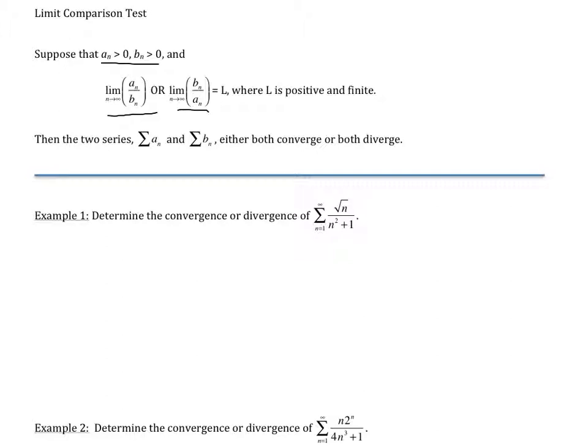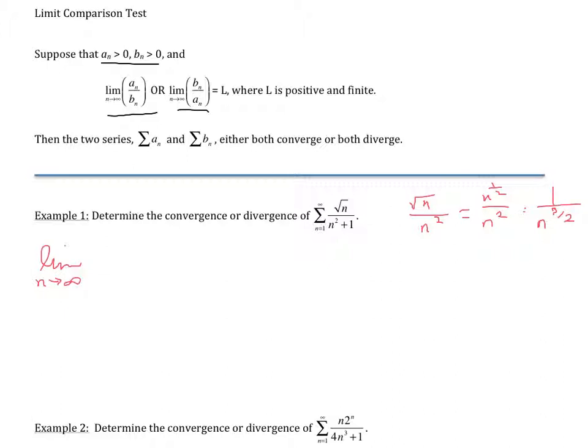So I'm going to pick another series that is similar to this one, and in fact I'm going to pick the square root of n over n squared. I'm just going to strip off that plus 1. To make my life a little bit easier, I can rewrite this as n to the 1/2 over n squared, and that's going to work out to be 1 over n to the 3/2.